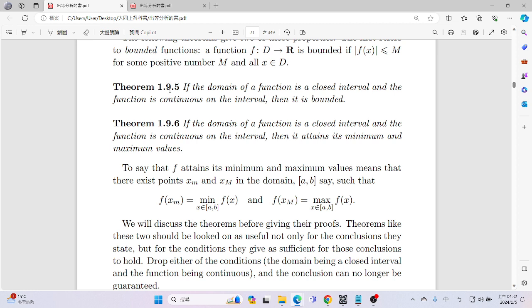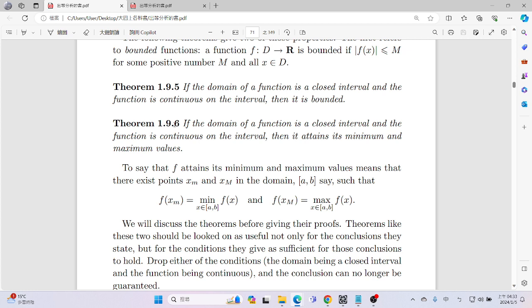Theorem 1.9.5 says that if a function has a closed interval as its domain, and the function is continuous on the interval, then the function is bounded. And theorem 1.9.6 further states that the function can attain its minimum and maximum values.